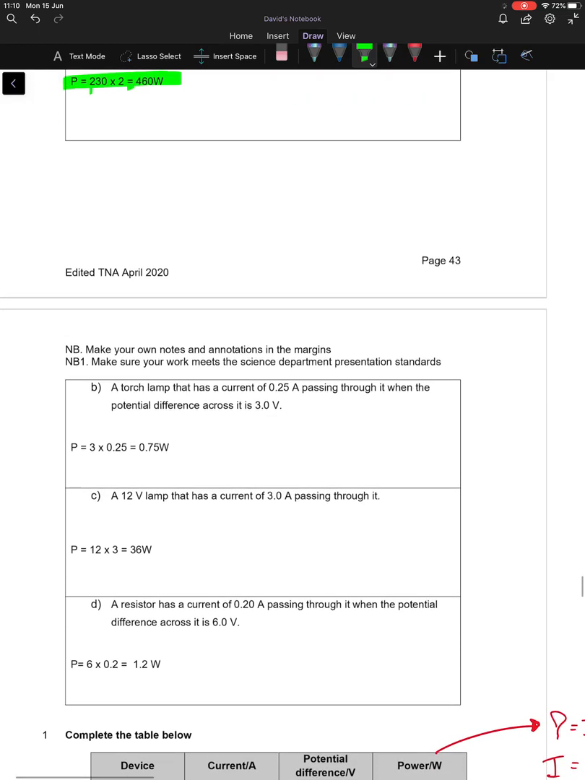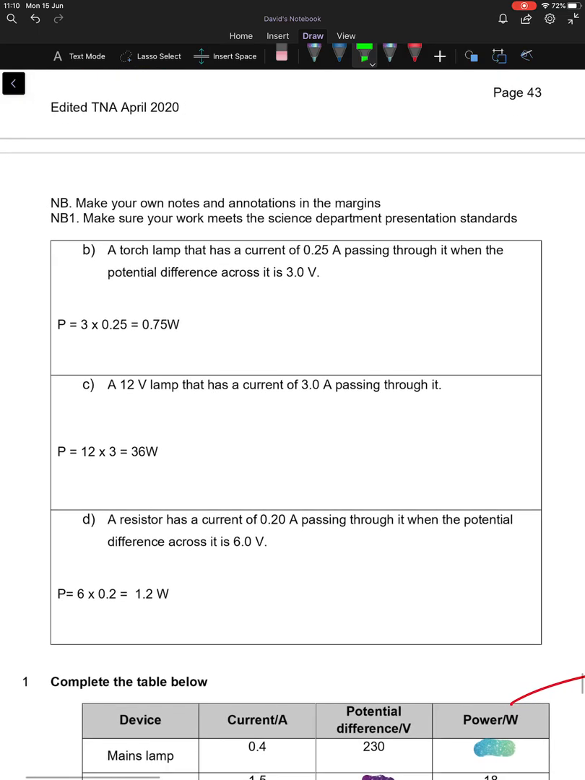Let's try and look at it in a little bit more depth. There's a couple more examples, as you'll see. A torch lamp that has a current of 0.25 amps passing through it when the potential difference is 3 volts. So remember, power equals V times I. There's your I, there's your V. So that gives you 0.75 W. And remember that W is watts.